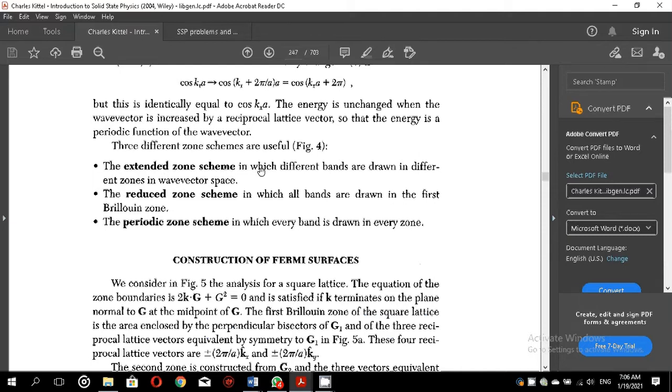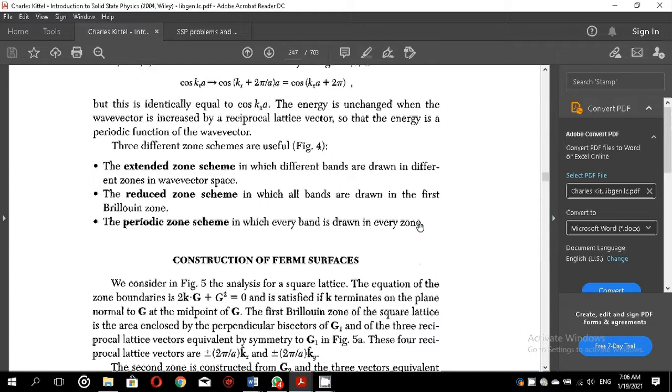The extended zone scheme, in which different bands are drawn in different zones in wave vector space. The reduced zone scheme, in which all the bands are drawn in the first Brillouin zone. The periodic zone scheme, in which every band is drawn in every zone. So these were the various zone schemes.